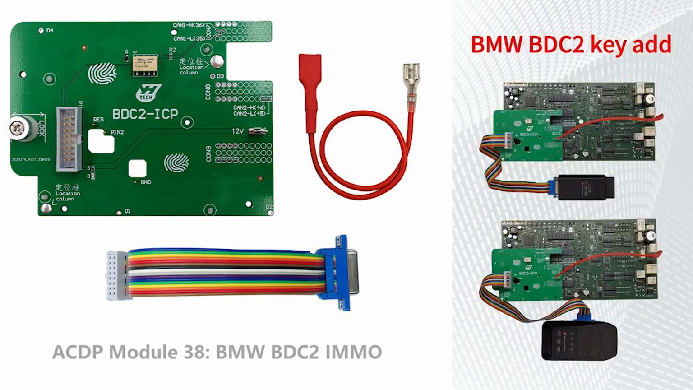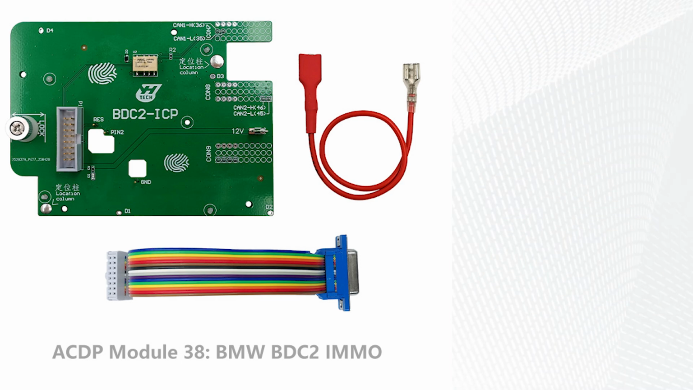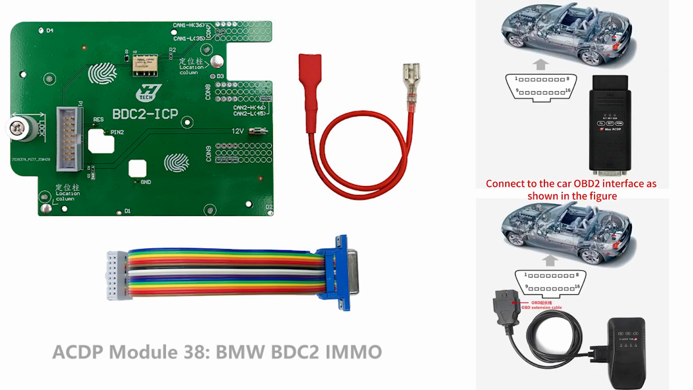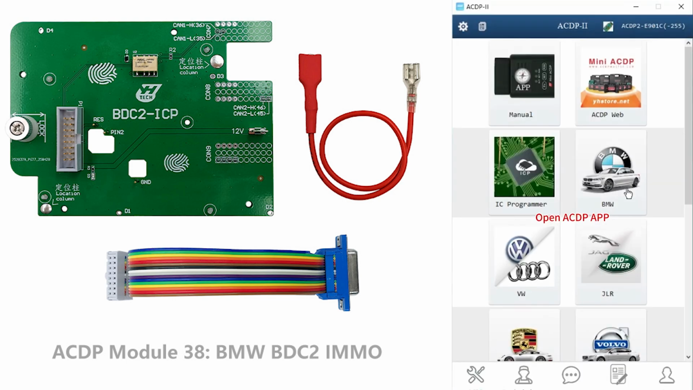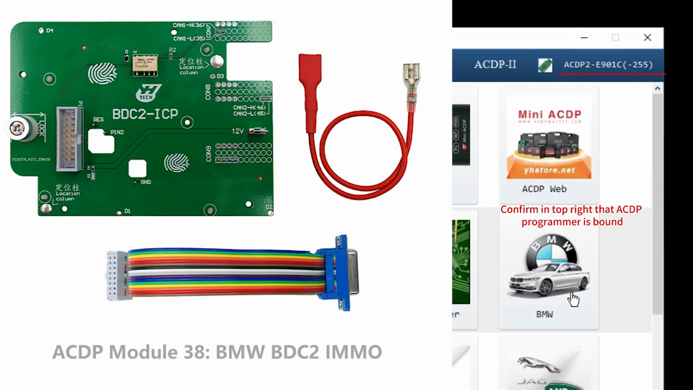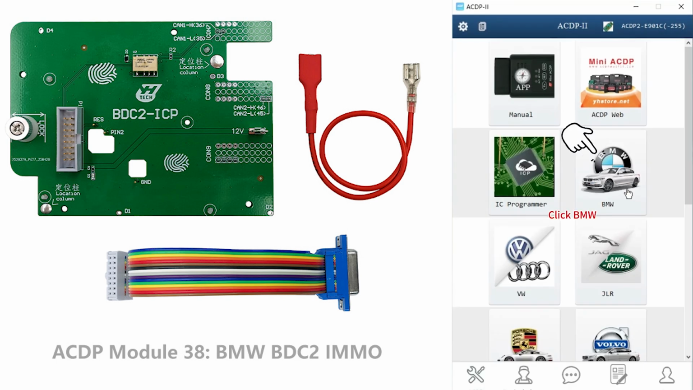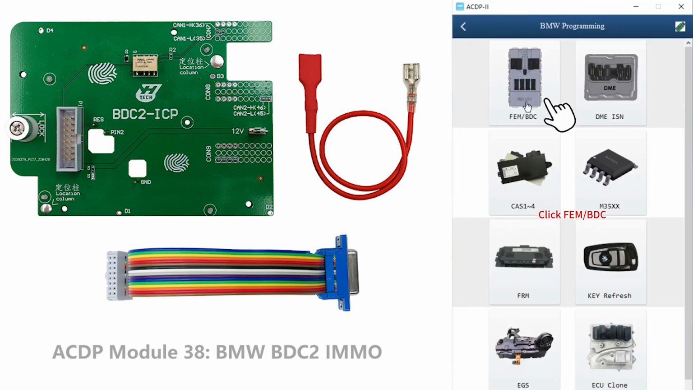ACDP to add key for BMW BDC2. Connect to the car OBD2 interface as shown in the figure. Open ACDP app. Confirm in top right that a CDP programmer is bound. Click BMW. Click FEM BDC.